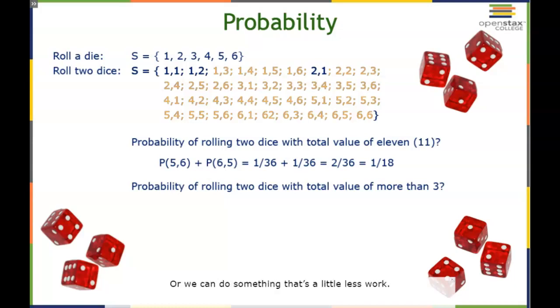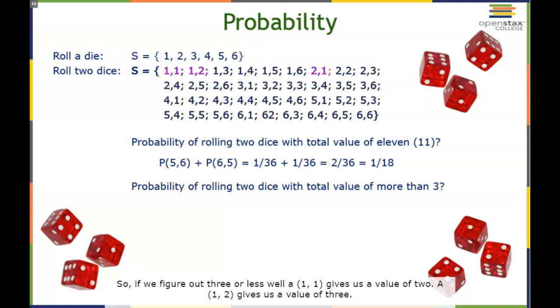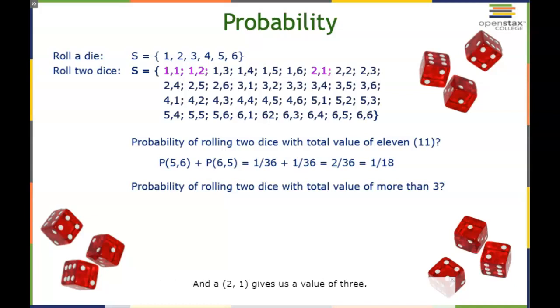Or we can do something that's a little less work. What if we figured out what's the probability of rolling a 3 or less? That would give us a shorter way of getting to the answer. So if we figure out 3 or less, well, a 1, 1 gives us a value of 2. A 1, 2 gives us a value of 3. And a 2, 1 gives us a value of a 3. So that would be 3 out of the 36 possibilities.